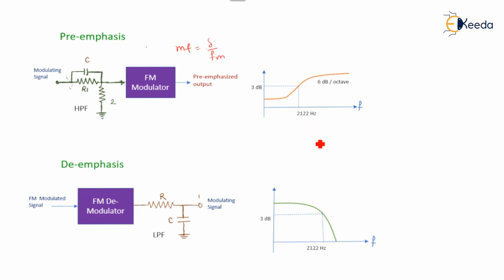So during transmission and reception, artificial boosting of the modulating signal amplitude at higher modulating frequencies takes place, and at the receiving end, the effect is minimized. So this will indirectly improve the modulation index. With a higher modulation index, obviously the effect of noise on the modulated wave will be lesser.